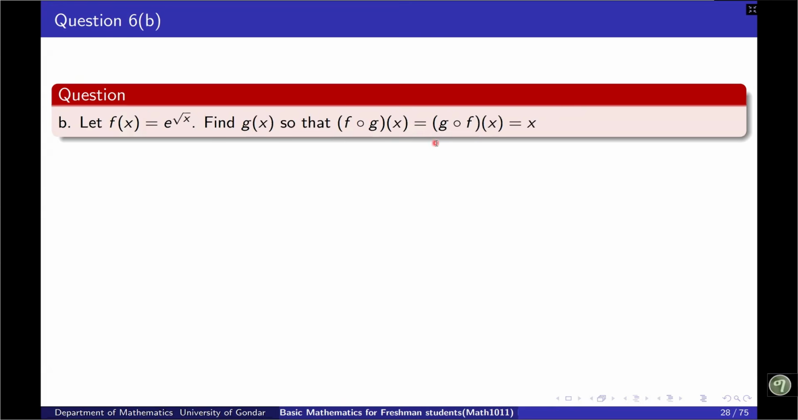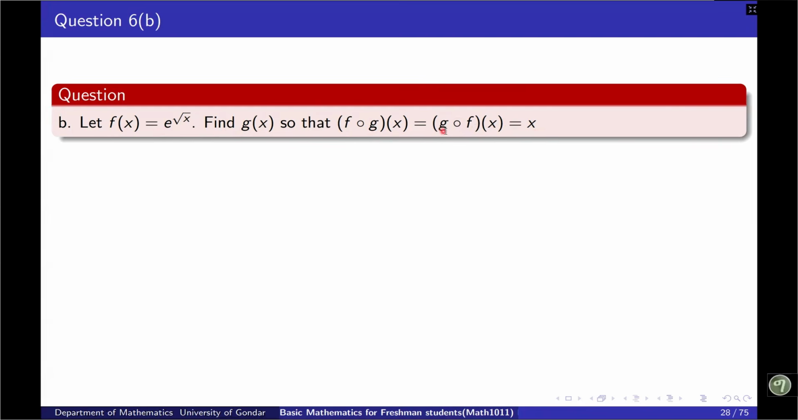Next, the second one, question number B. We are given f of x equal to e to the power of the square root of x, and we are asked just to find g of x, so that f composite g of x equals g composite f of x equals x.